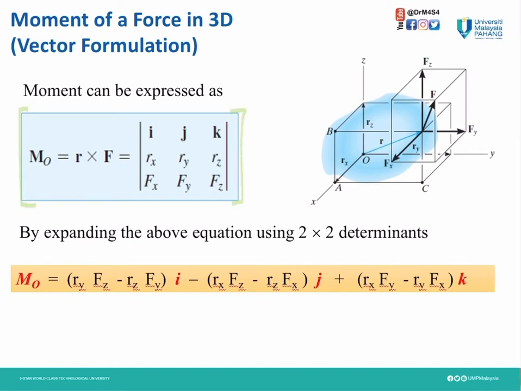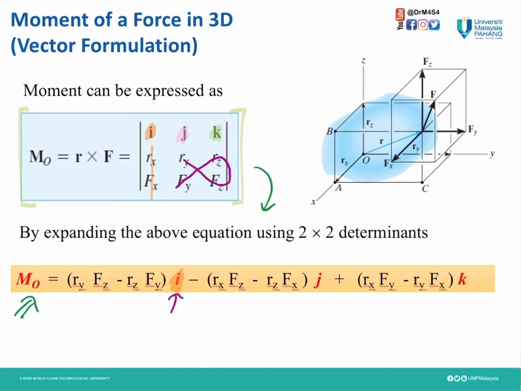Then we assemble that and we can express it in this shape. So here on I, this one J, and this one is K. Then we expand this, we get our MO. How to do that? For example, we do for I, we take this out. So Ry times Fz minus Rz Fy. So that one for I.